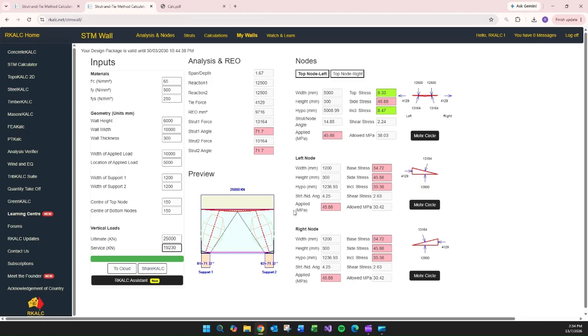Everything is red. So that is, if you're using like Excel sheets or hand calculations, you start with something, you check the node. If it doesn't pass, then you revise the geometry and keep iterating forever. Here you can just feed those numbers until everything is fine.